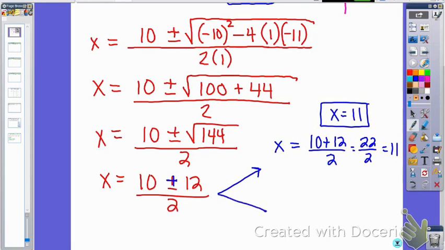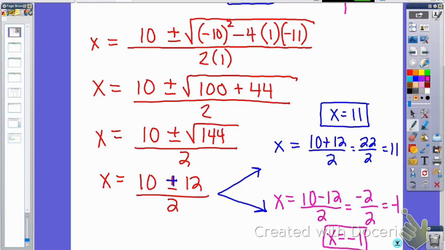The second one, I'll go to a different color here, uses 10 minus 12 divided by 2. So this will be negative 2 divided by 2, which is a negative 1. So your second answer is a negative 1. So not very difficult, but just be careful on your negatives and how you substitute the numbers in. Okay?